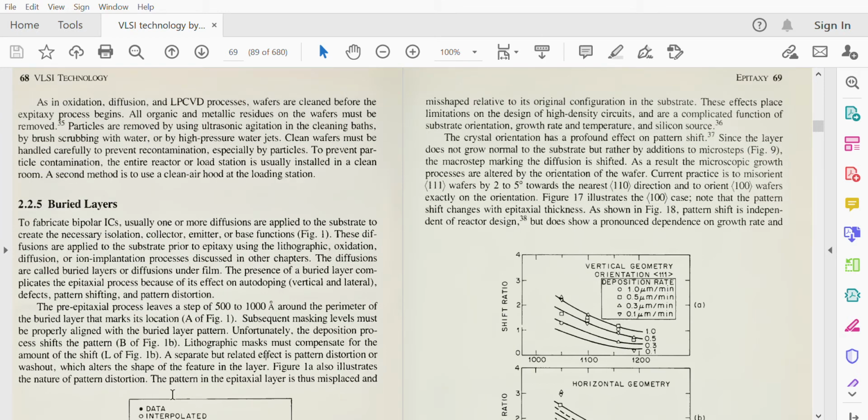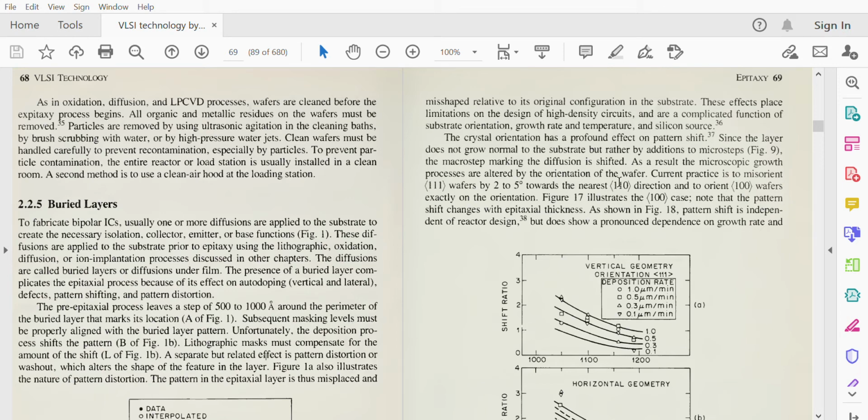Now, the pattern in the epitaxial layer is thus misplaced and misshaped relative to the original configuration in the substrate. These effects place limitations on the design of high density circuits and are a complicated function of substrate orientation, growth rate, temperature and silicon source. The crystal orientation has a profound effect on pattern shift since the layer does not grow normal to the substrate but rather by addition of micro steps. The macro step marking the diffusion is shifted.